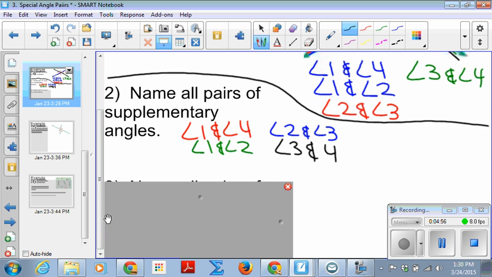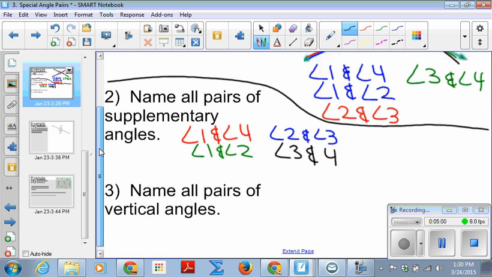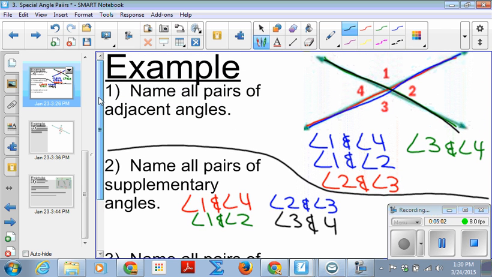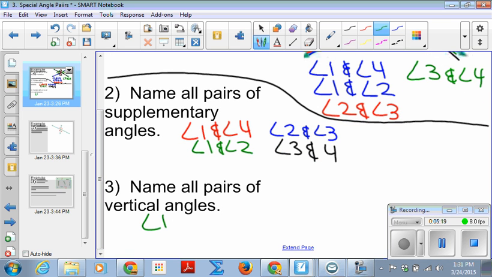And the final question is to name all pairs of vertical angles. So going back to our drawing, look for the opposite angles. These are just like the ones from before. So vertical, 1 and 3, which are right across from each other. And then 2 and 4, right across from each other. So write these down.